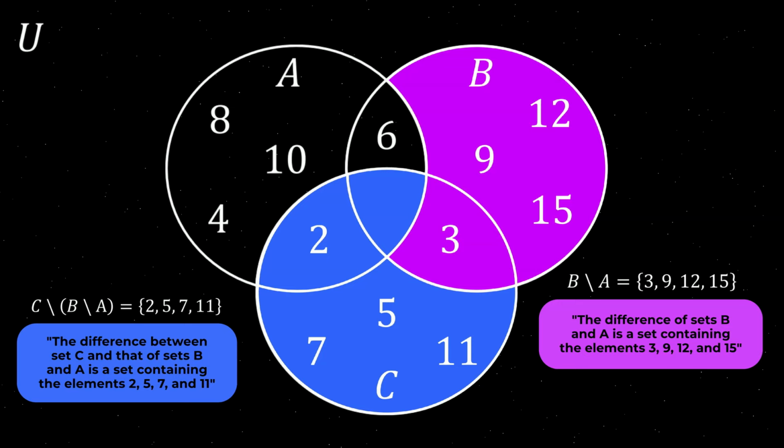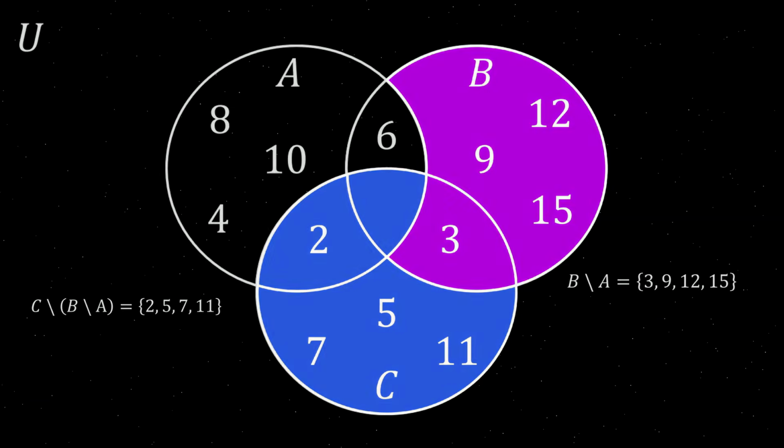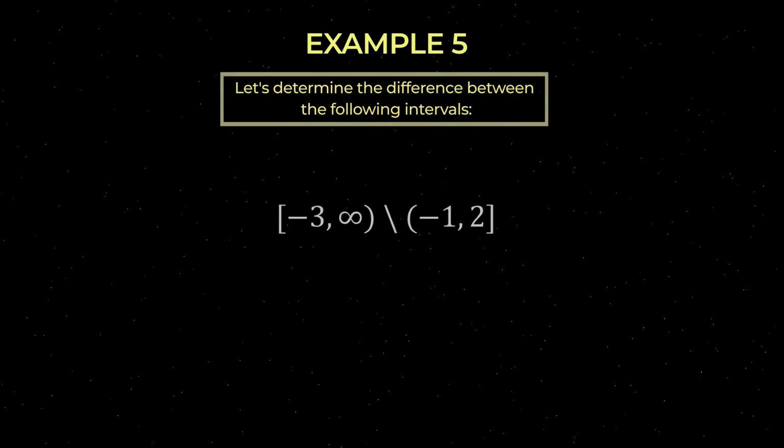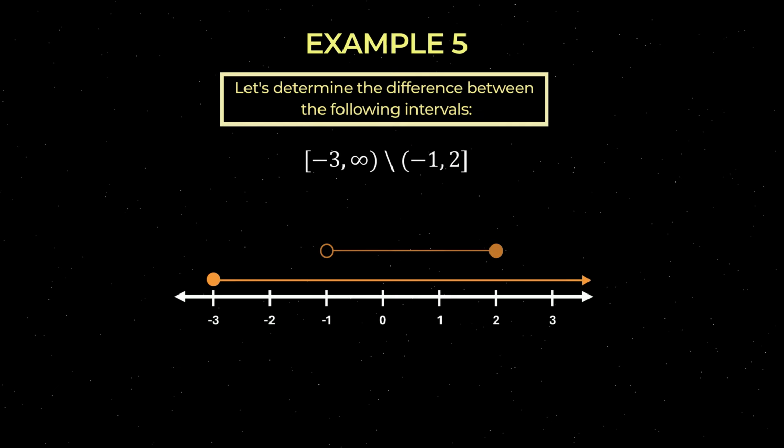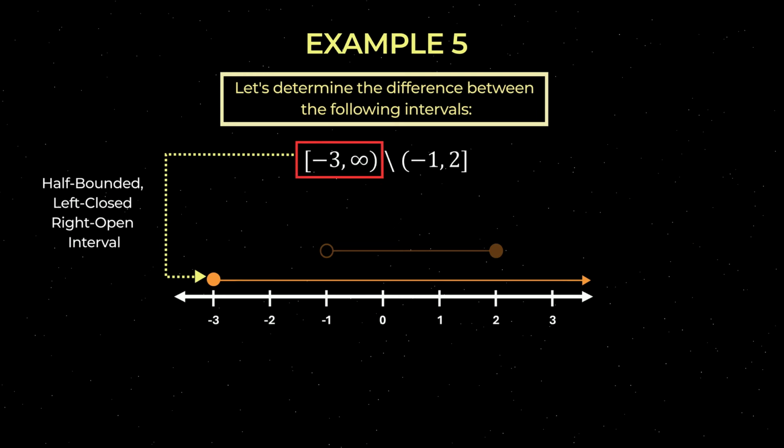Fantastic! Let's conclude this tutorial by looking at a fifth and final example. Let's determine the difference between the following intervals of real numbers. We begin by illustrating these intervals on a number line as shown here. As you can see, the first interval is a half-bounded left closed right open interval that includes the left endpoint -3, as indicated by the closed circle, and all of the infinitely many real numbers greater than -3, as indicated by the solid line with the arrow.